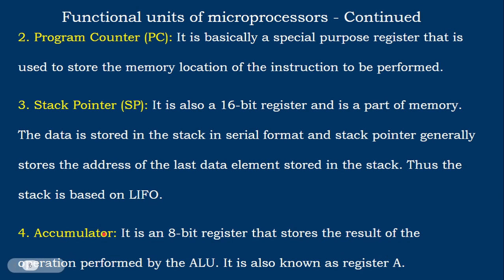Then accumulator is an 8-bit register that stores the result of the operations performed by the ALU. So we know that the ALU does the operation and the intermediate values are stored in the accumulator.